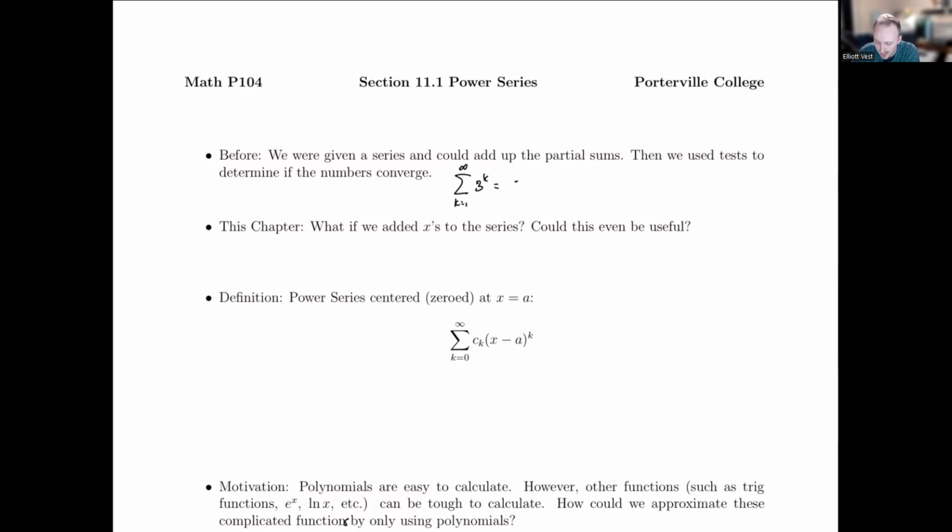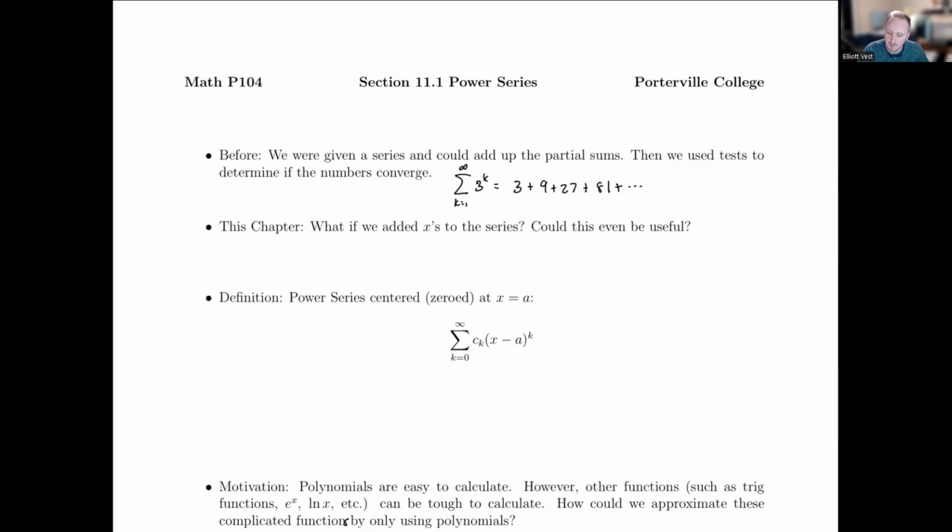Really, what we're doing is we're adding a bunch of numbers together. 3 to the 1 plus 3 to the 2 plus 3 to the 3 plus 3 to the 4, which is 81. That's the most I know of powers of 3. And you're just adding those numbers together, and we would ask a question like, do these numbers converge or diverge? But that's what they all were.